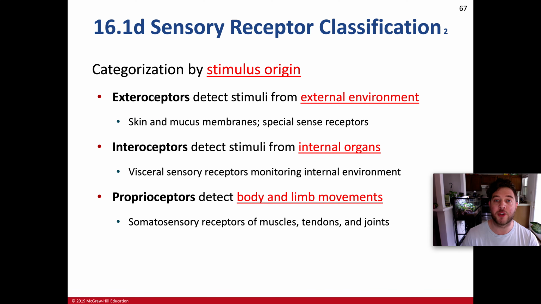All right, stimulus origin. There are exteroceptors, interoceptors, and proprioceptors. Exteroceptors detect stimuli from the external environment. You can think about your eyes, your skin, and your mucous membranes. Your interoceptors detect stimuli from your internal organs, your blood vessels, your GI tract. And your proprioceptors detect body and limb movements. So your proprioception is your ability to detect your orientation in space.